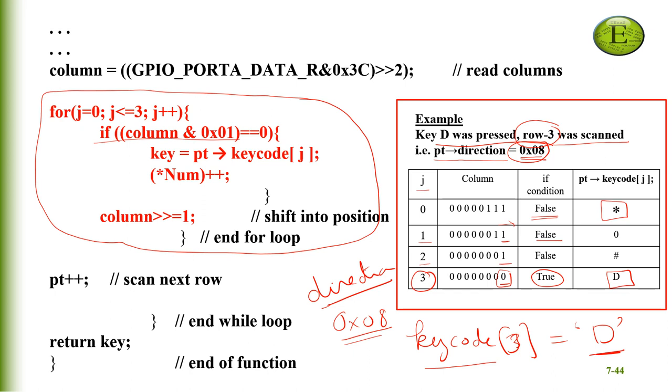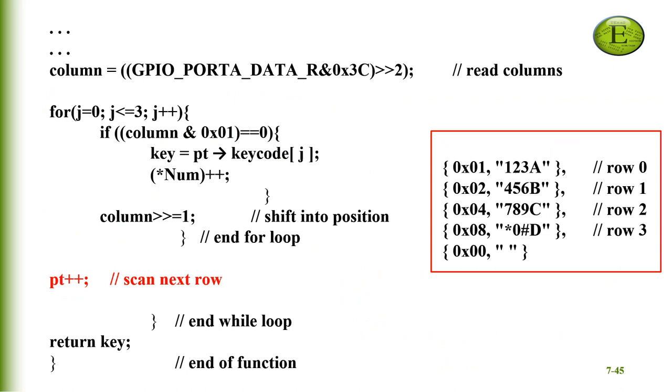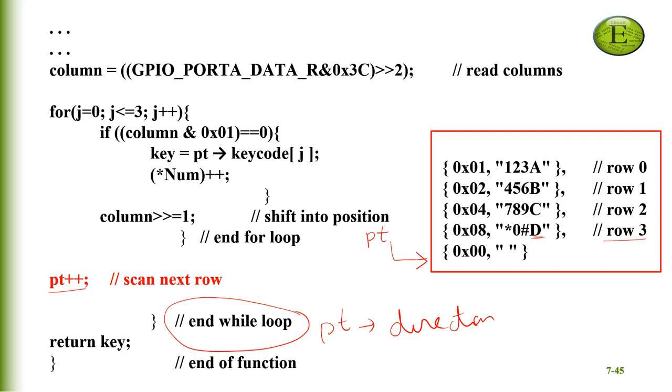And then the pointer is incremented. What do we mean by incrementing the pointer? For example, the pointer was pointing to the third element of the array, that is when we were scanning row number 3. That's where key code index 3 gives you D. The pointer is over here, and then the pointer is incremented. It means that it is now going to point to this null row. The while loop is going to end when the pointer direction is hex 00. If that occurs, the while loop ends and the routine returns the value of the key.